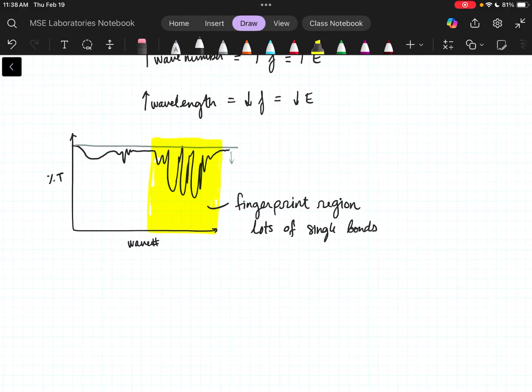Is it all the single bonds? It's going to be a lot of single bonds, yes, absolutely. A lot of carbon-hydrogen stuff. And the reason we call it the fingerprint region is because it is really hard to get any individual peak in there and identify it properly.